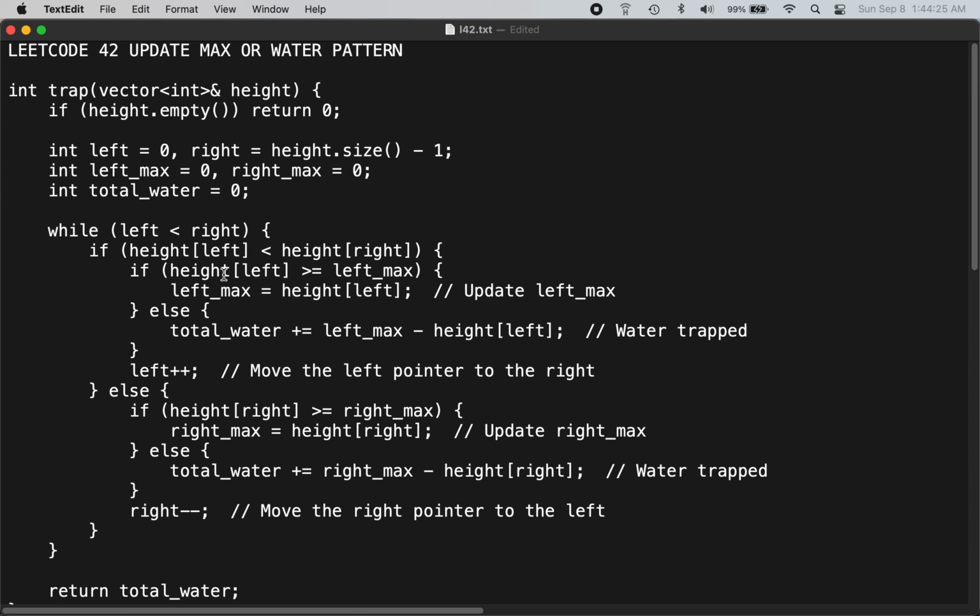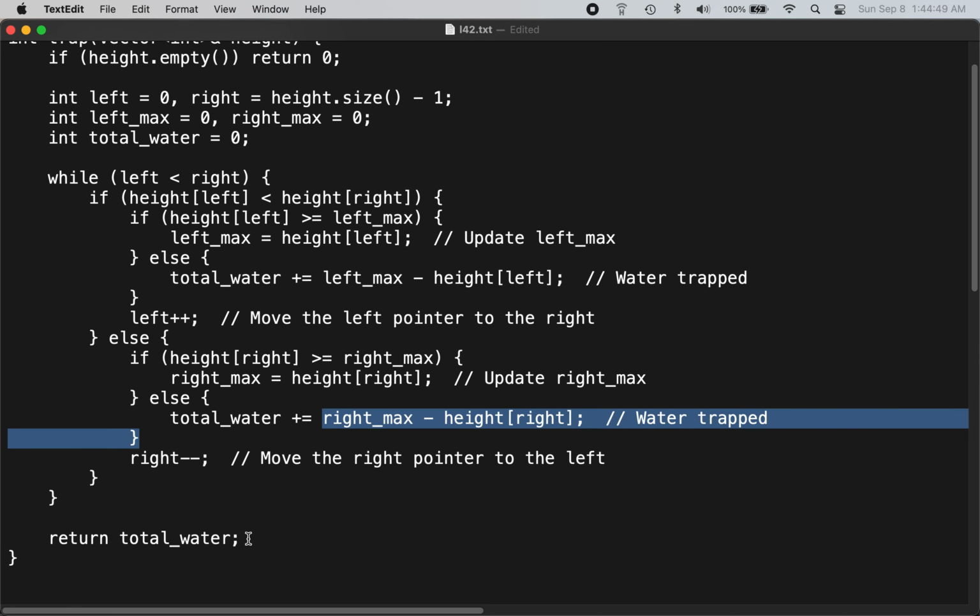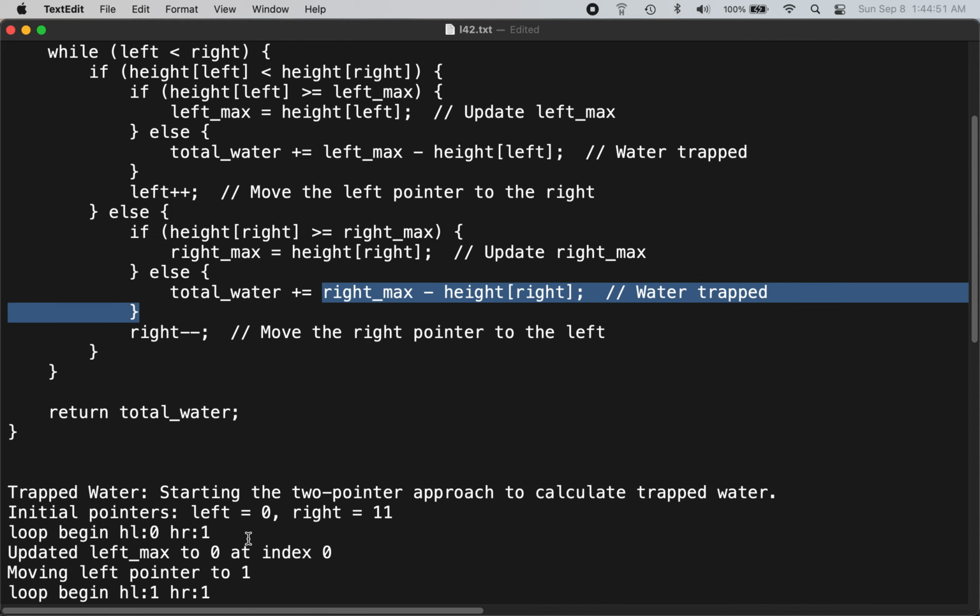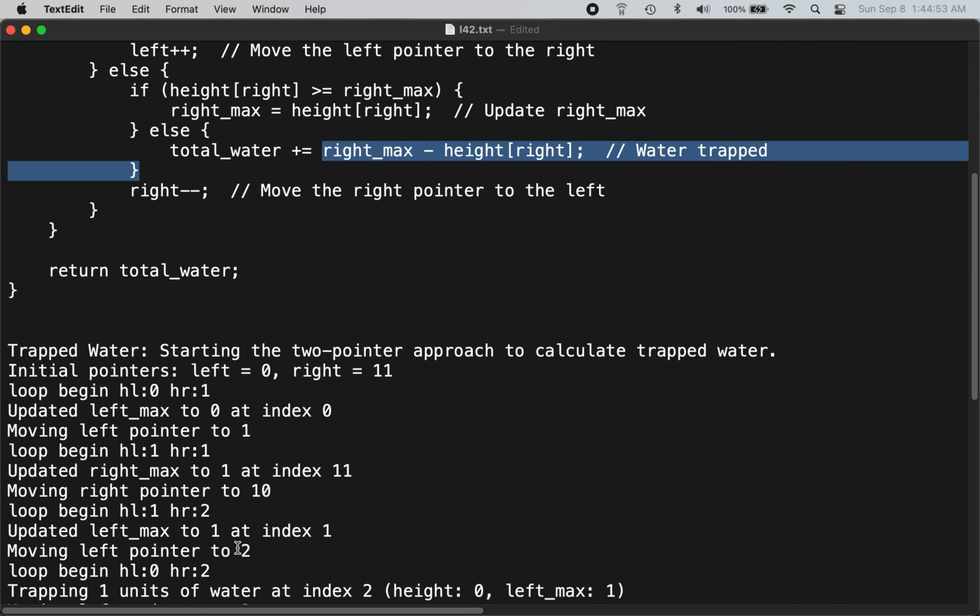If height of left is greater than the max, you update. Otherwise, it is not greater than the max, so there is an opportunity: left max minus height left is the amount of water that can be trapped. And here, same case, right max minus height right is the amount of water that can be trapped. Let us take a look at the run of the LeetCode case.